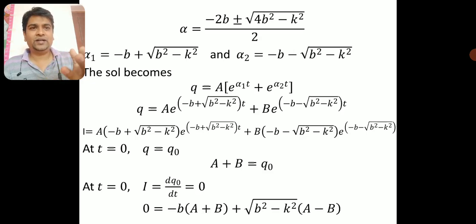If I differentiate that, whatever the coefficient of t, I will write it here: minus b plus root of b square minus k square into e to the power of minus b plus root of b square minus k square into t. Again, differentiate the second term: plus b, write then the coefficient of time here, minus b minus root of b square minus k square e to the power of minus b minus root of b square minus k square into t. T is there but it is missing here. Okay, please write the t over there.